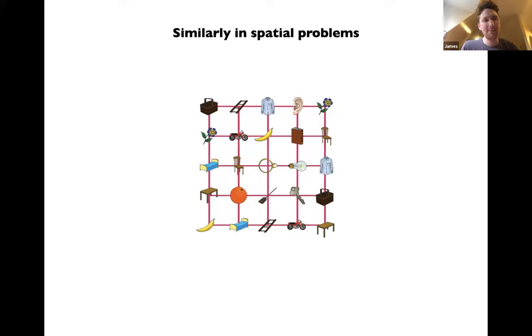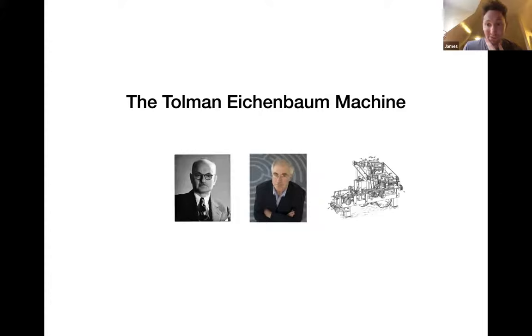Okay, so this brings me to the Tolman-Eichenbaum machine. And that's going to be a model for learning and generalizing these sorts of relational knowledge.